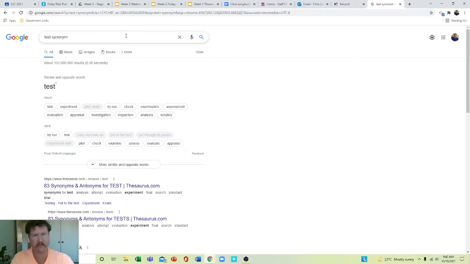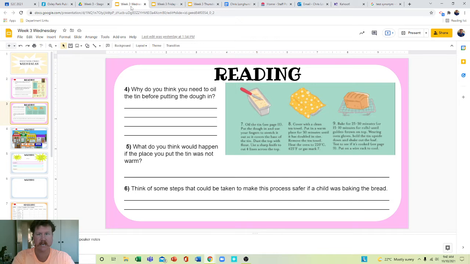However, I'm not going to grab any random word, am I? No. It could, because we don't know the text of what we're looking at. It's got to be in context of the text. So I'll take you back to the reading slides. You can get back into yours if you want to remember. But the word test was on the very last sentence in instruction 9. Test to see if it's cooked. Put a wire rack to cool. So test to see if it's cooked.